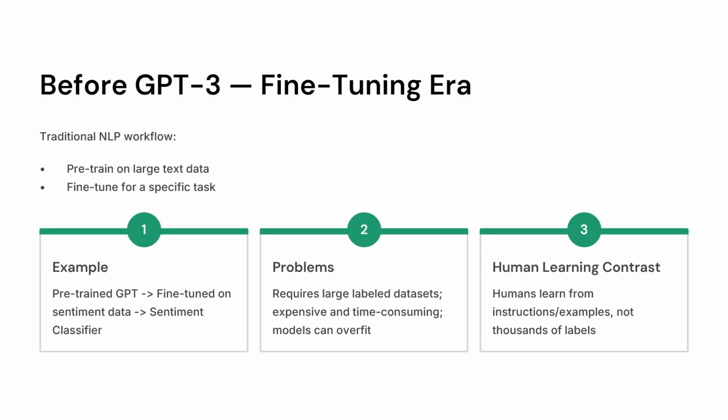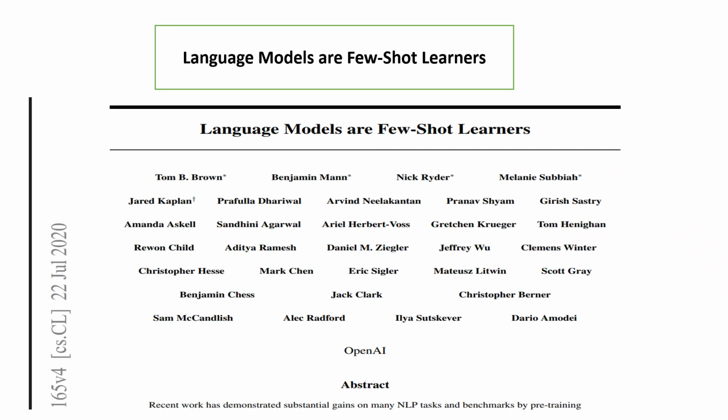Even though this approach worked pretty well, it had some limitations. Firstly, it required a large labeled dataset, which was expensive and time consuming, and every new task often required additional learning. Everything changed in 2020 with the release of the paper Language Models Are Few Shot Learners. The researchers showed that sufficiently large language models such as GPT-3 could perform many tasks without updating their weights. Instead, they could learn directly from the instructions and examples provided in the prompt itself.